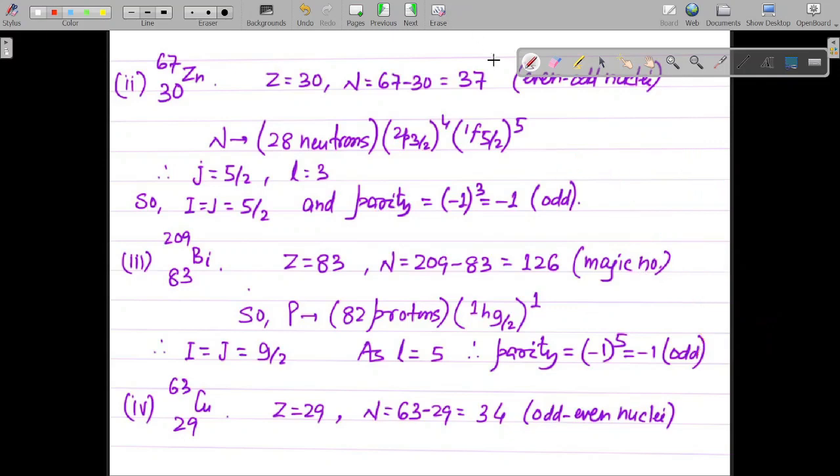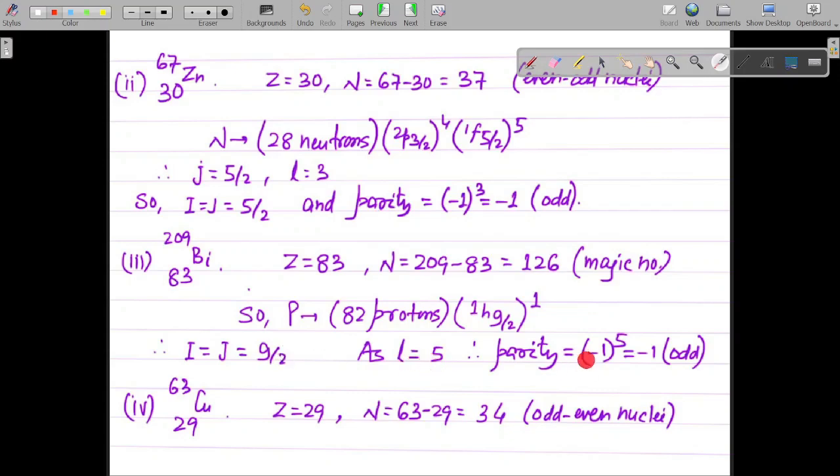Okay, and 9 by 2 is the value of J. So I equal to J, that is, the ground state spin will be equal to J for the unpaired nucleon. The unpaired nucleon is there in 1H 9 by 2. So I equal to J equal to 9 by 2 clearly. So the ground state spin is equal to 9 by 2 for this bismuth. And L equal to 5.